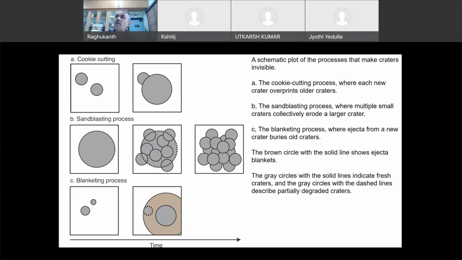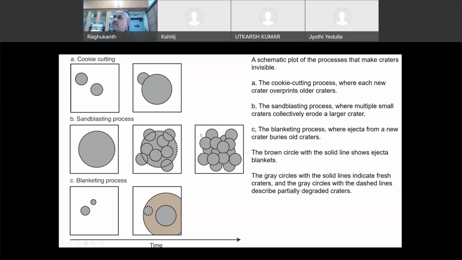Then the sandblasting process, as we call it. You can see here there is one big crater which has been formed. After that, many small impacts happened in the same crater zone itself, and due to these impacts, this is the final figure. You followed. So now, what is your observation? This was the original figure, on which so many craters happened, and this is the result.